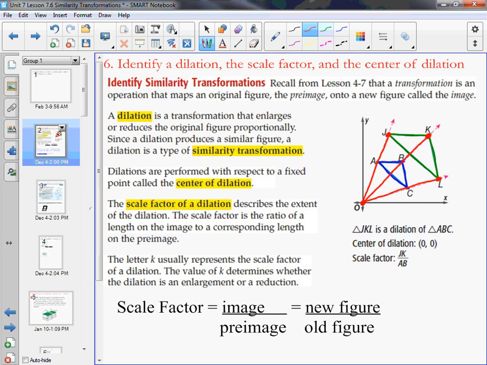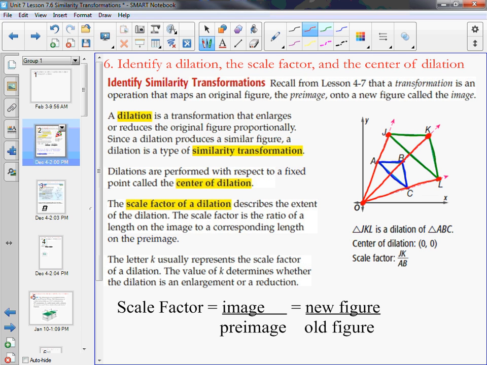Now, and this is where it can get weird. If we went like 5/4 that distance, well, then the scale factor would be 5 to 4. And it can get complicated, right, once you start doing fractions. Okay? So the scale factor of a dilation describes the extent of the dilation. The scale factor is the ratio of the length on the image to its corresponding length on the pre-image.